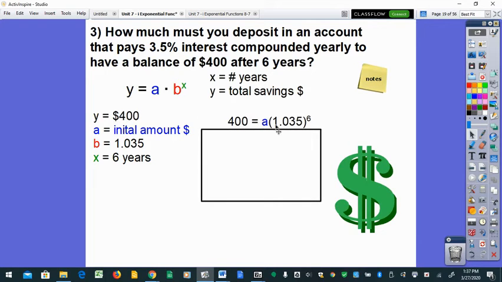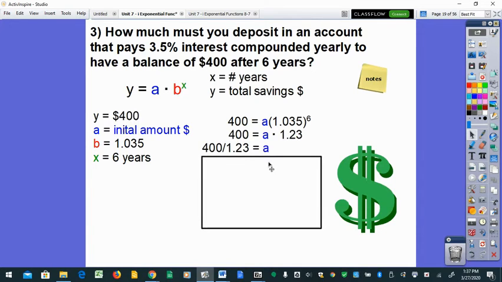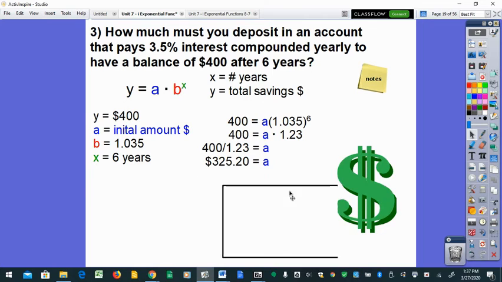Notice that a is missing. So right now I'm going to take the 1.035 and raise it to the 6th power. It's about 1.23. This is a one-step equation, so to get rid of multiplying by 1.23, I'm going to divide both sides by 1.23. And when I take 400 divided by 1.23, I will need to put $325.20 in the bank today to have $400 in the bank in 6 years at that interest rate. So that's what I call a backwards problem.